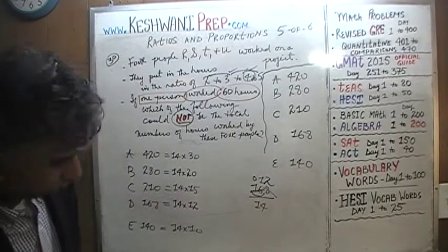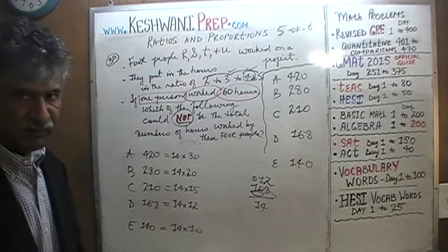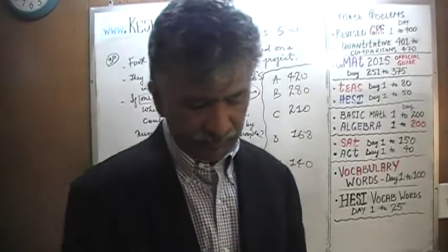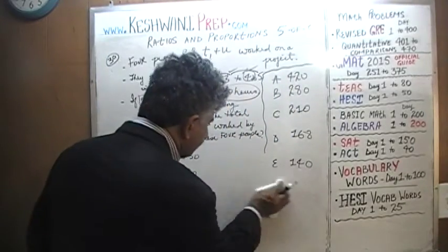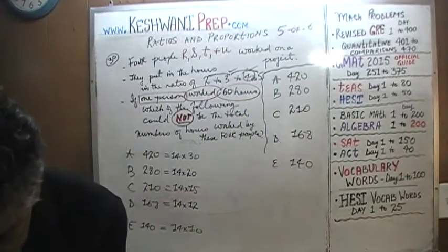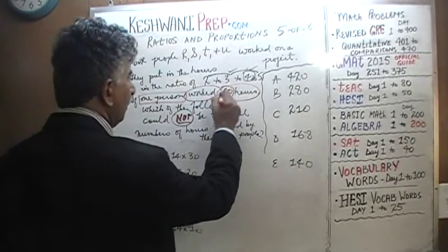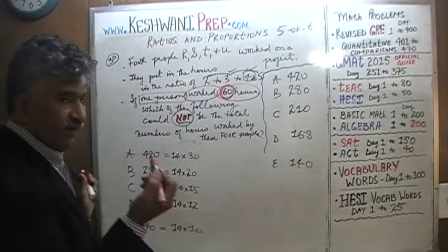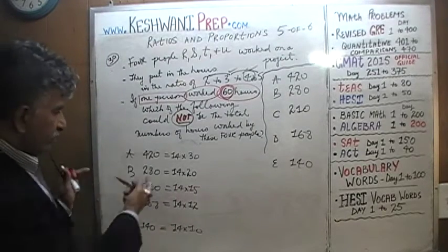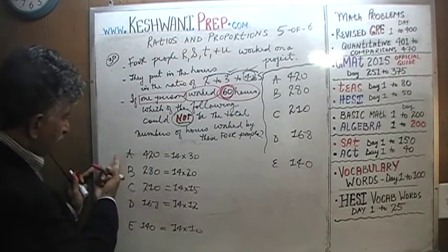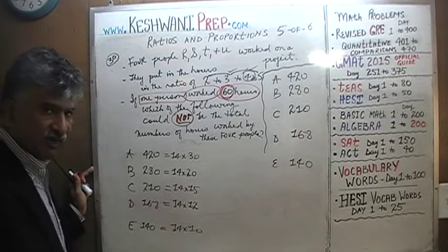Let's see what we can do with this. As you can see, all of these are obviously nice multiples of 14, because the problem is not going to be as simple as that. So something is going on, and that something has to do with the fact that one person, we are told, must work 60 hours. So let's find out which of these people is going to work 60 hours in each of these scenarios. Let's call them scenario A, B, C, D, and E. We have 5 scenarios here.